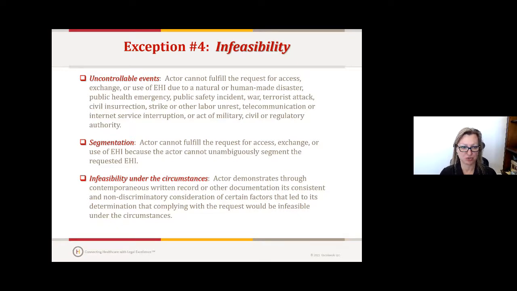Number 1, there's an uncontrollable event. This is your force majeure. There's a hurricane, or this, that, and the other case. Segmentation: I cannot segment out information that I can give to you from information that I can't give to you. The IT does not support me just giving you the information that you've asked for, and so I have a segmentation issue, and so the IT doesn't support it, and so you can claim infeasibility under that, and infeasibility under circumstances.